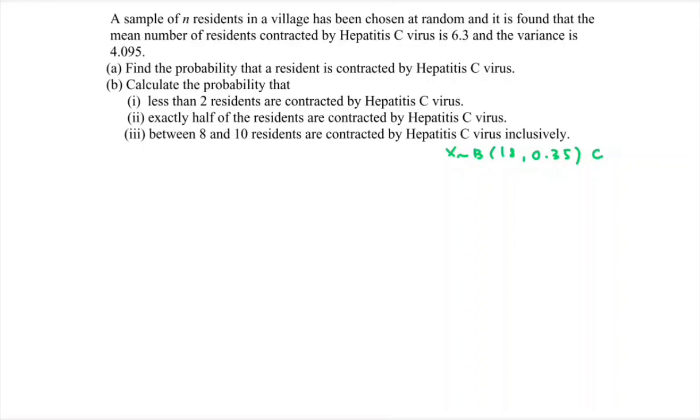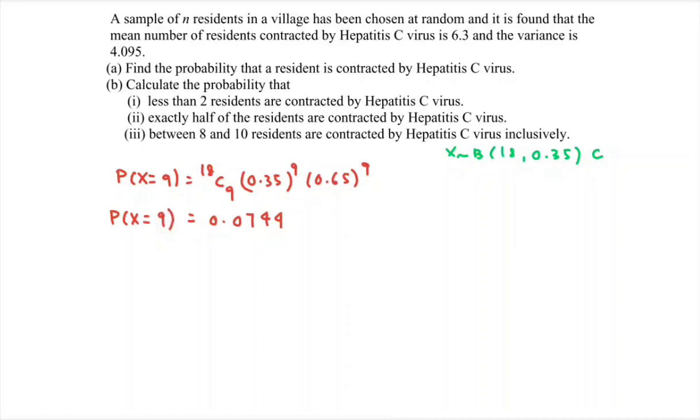Next, exactly half of the residents are contracted by hepatitis C. So meaning half, total we have 18. So we have X is equal to 9. By referring to the formula, 18C9, 0.35 to the power of 9, 0.65 to the power of 9. So by referring to the calculator, we will have 0.0744. So that is the probability when X is equal to 9.